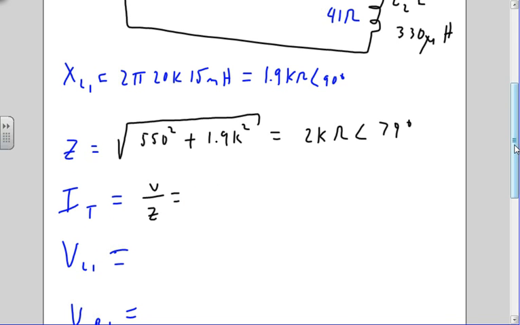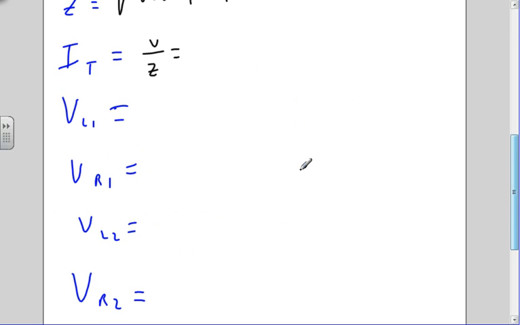Total current, voltage divided by impedance. What's the voltage? 5 volts? Yes. 5 volts divided by 2K angle 74. 2.5 milliamps, angle minus 74.